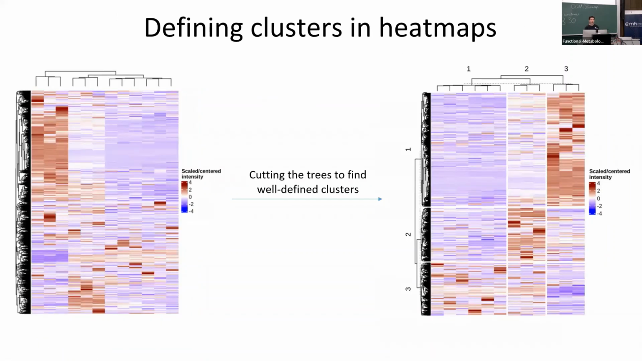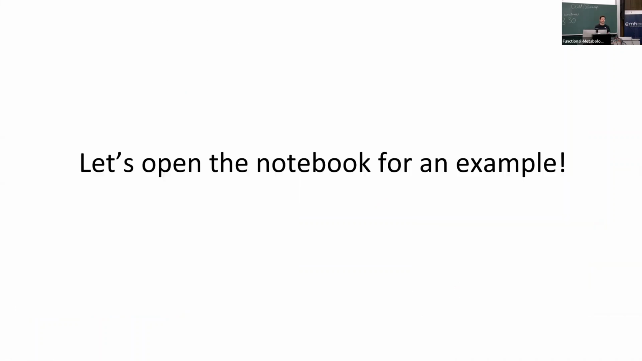And we can define the number of clusters in the heat map itself by cutting the tree, as I showed before. And here you can see 3 main clusters according to the samples, and 3 main clusters according to the features. Okay, so let's come back to the notebook. Let me know if there is anything unclear, of course.